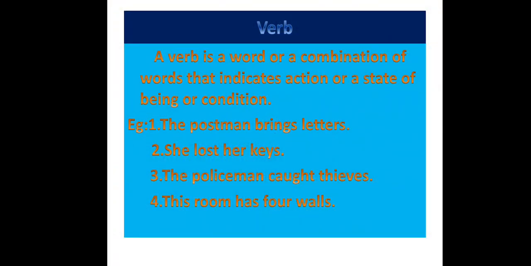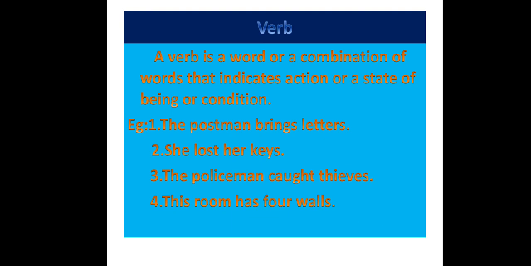Let us see verb. A verb is a word or a combination of words that indicates action or a state of being or condition. In brief, we say a verb is an action word. A word which denotes an action in a sentence is called a verb. For example, the postman brings letters. So here the postman's action is highlighted, the word brings. So it is a verb. She lost her keys. So in this sentence, she has lost her keys. So lost is the action verb.